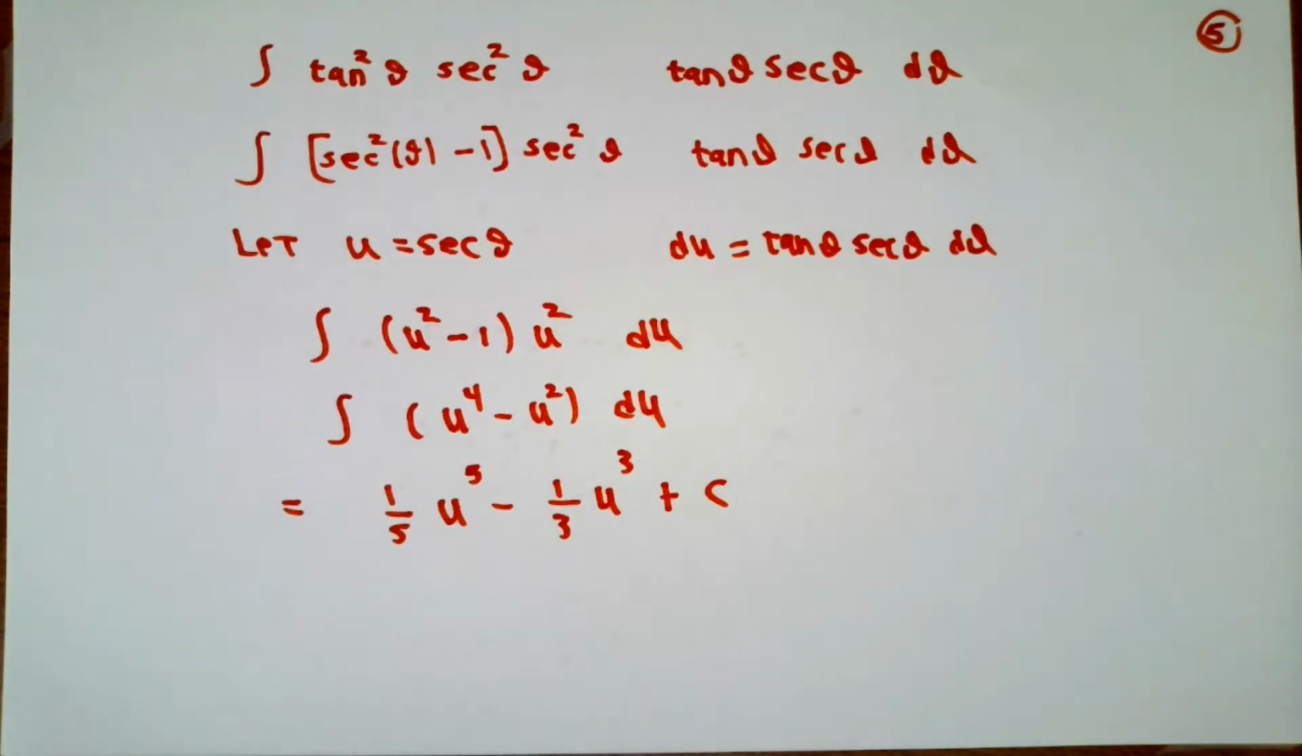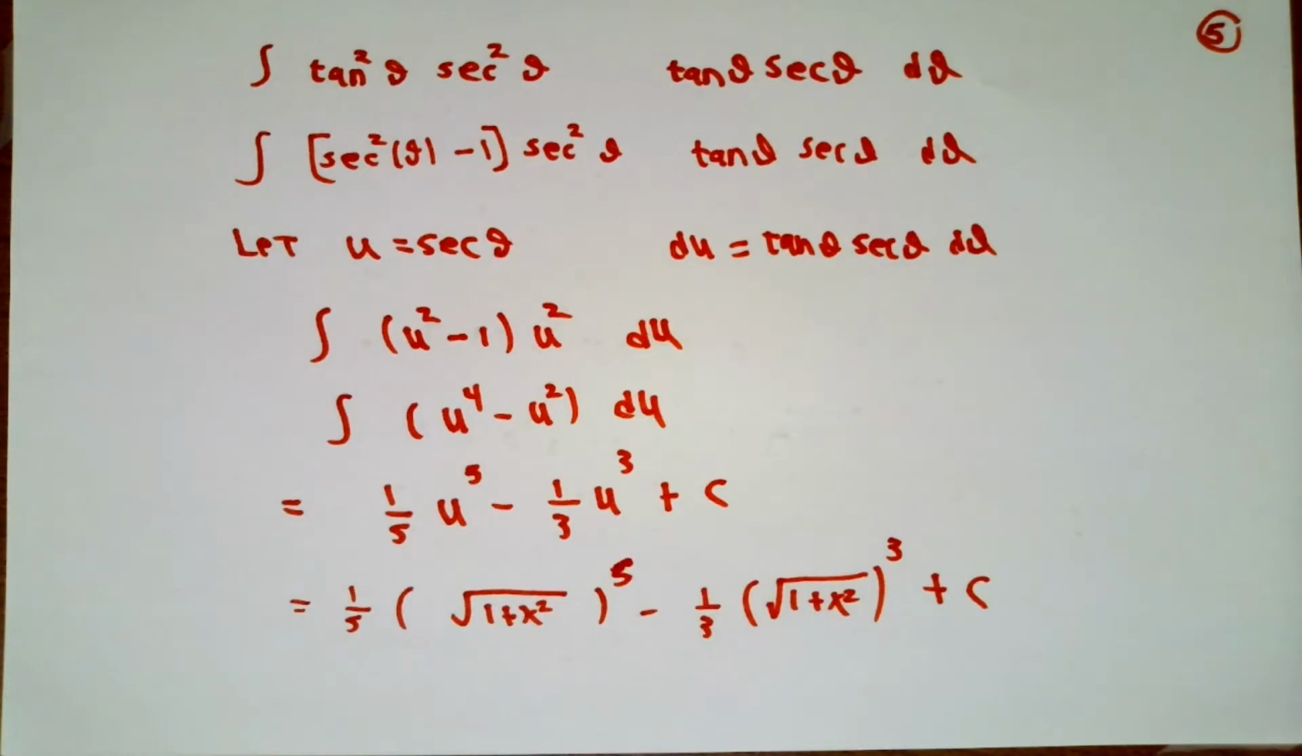The substitution was that u was secant of theta, and earlier in this problem we saw that secant of theta was the square root of 1 plus x squared. If we like, we could express that first term in terms of the 5/2 power of 1 plus x squared, and the second as the 3/2 power of 1 plus x squared, and then we could factor some things out to try to make it look a little nicer. However, this is a correct answer, so I'm just going to leave it like that.